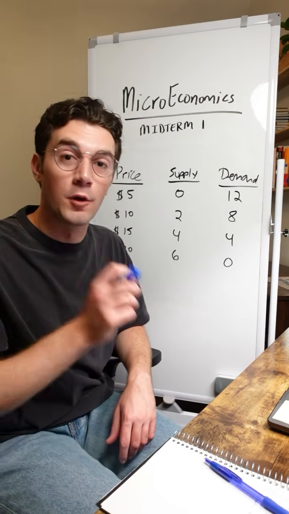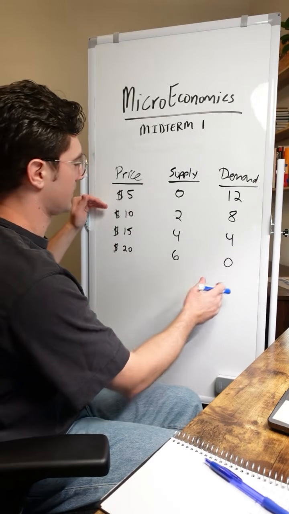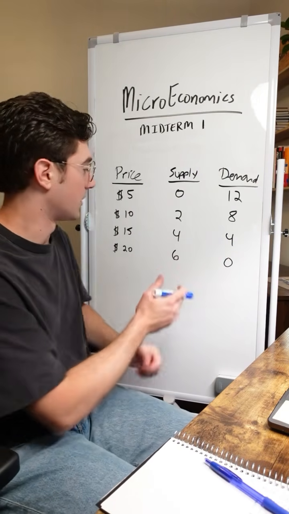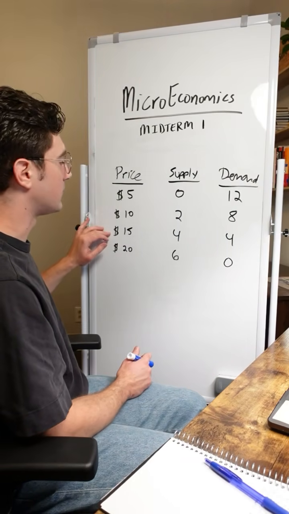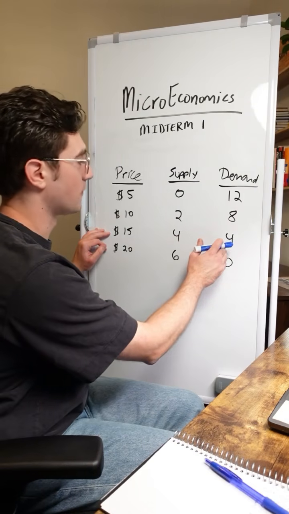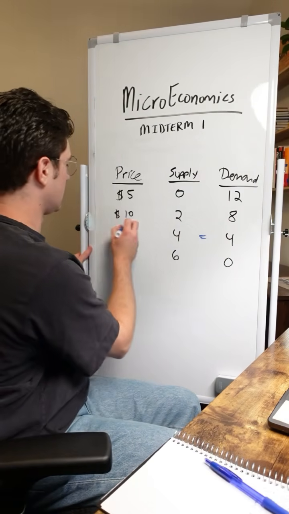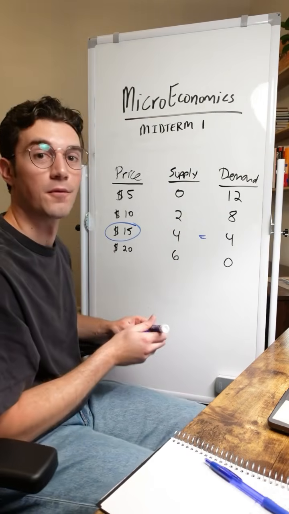All right, next up here, if you're working with a table, we gotta find the row where supply equals demand. Because like we said before, that's the point where producers and consumers will rest. And when I look through these rows, I see that at $15, the quantity supplied of 4 units equals the quantity demanded of 4 units. Meaning that this is gonna be the equilibrium price and the resulting equilibrium quantity of 4 units here.